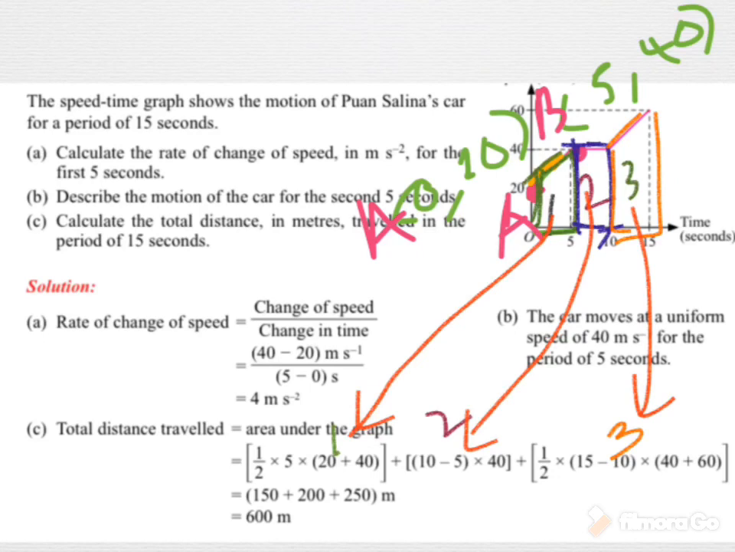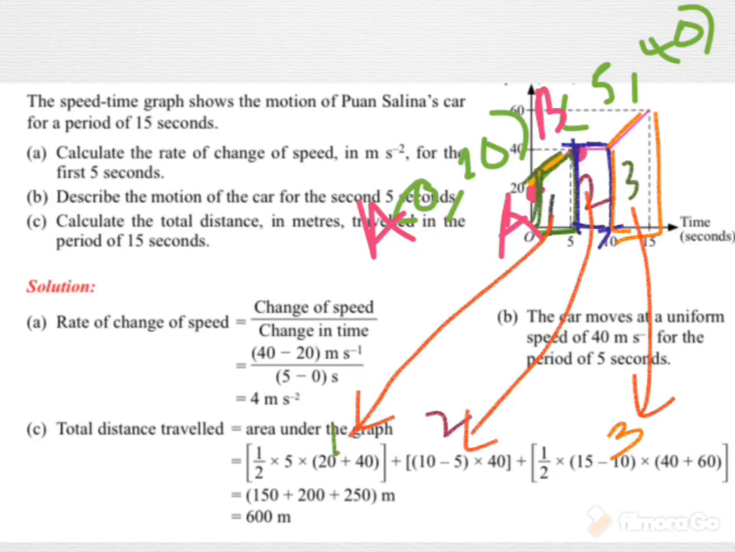Question B. Describe the motion of the car for the second 5 seconds. As you can see from the diagram, the car moves at a uniform speed of 40 meters per second for a period of 5 seconds.